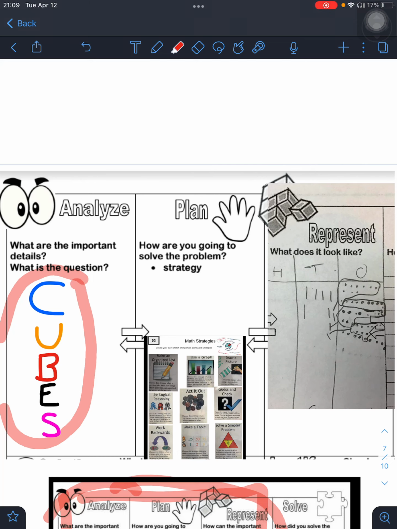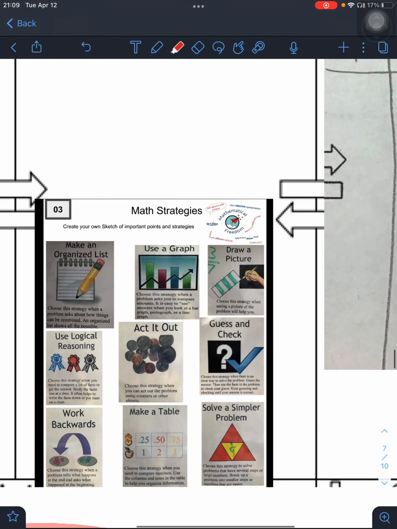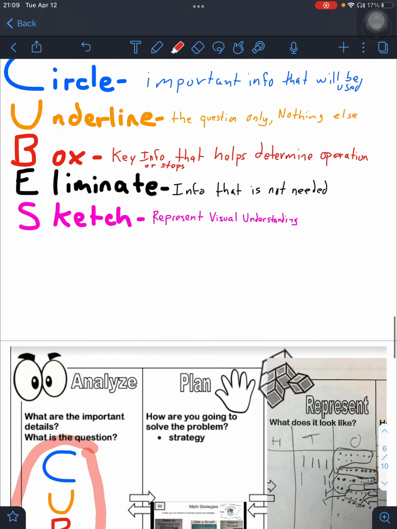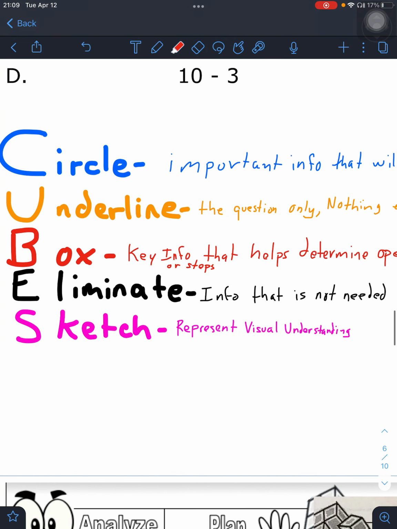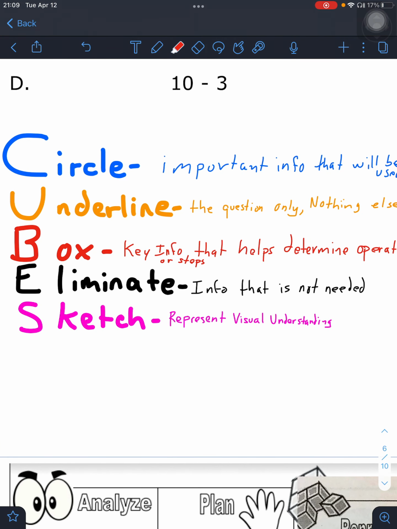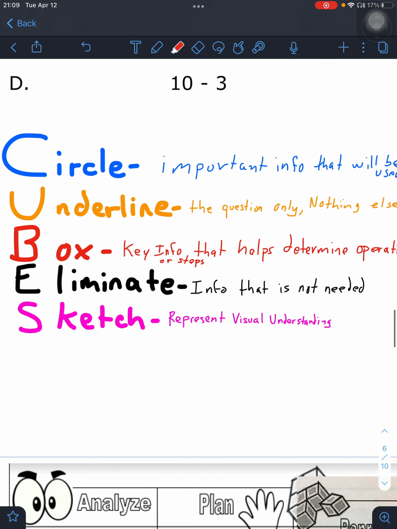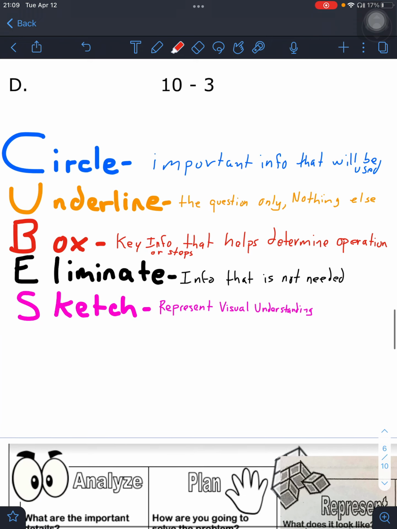And then for our plan, we're going to use the strategies that we've gone over in the classroom. They are on page 3 of your math journal. You can also refer to the video on how to use each individual strategy. So let's go first over the strategy cubes. In cubes, we circle the important information that will be used in our problem.